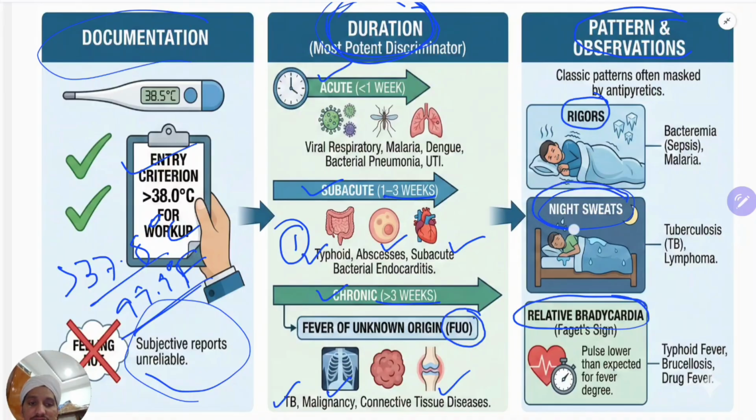Night sweat is actually helpful in subacute or chronic fever, not in acute fever. In acute fever, rigors and relative bradycardia. Again, rigors are helpful in acute fever as well as in chronic. But these two, night sweats and relative bradycardia, are helpful in fever of more than 1 week, or less than 1 week also. But you remember these three things.